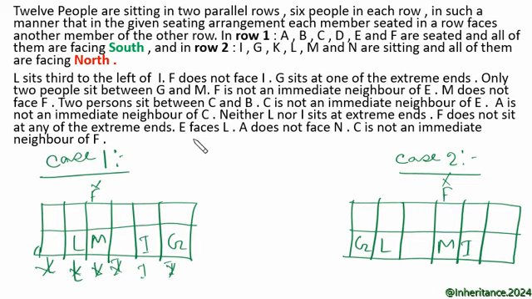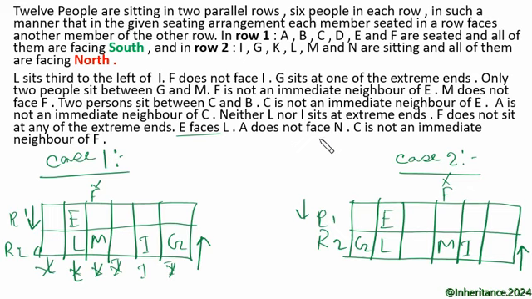And E faces L. See, there is a catch. E faces L. So where is L? E will be above L because it will face L. So they are row 1. Okay, R1 and this is R2. So R1 is facing south and R2 is facing the north. Okay, they are R1, they are facing south. E faces L. So we have done this.